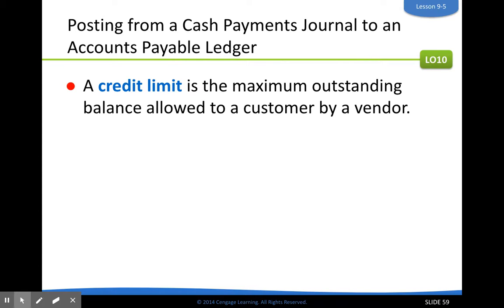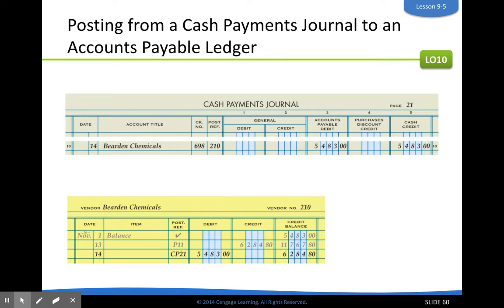in total. And this is important because some vendors might have a limit on how much we can owe them. And that is why we need to keep track so that we don't reach that limit. We need to pay off so maybe we can purchase more from that company. So a cash payments journal, much like posting from our general journal, anytime we have something in the account title column, we need to post individually to that account.